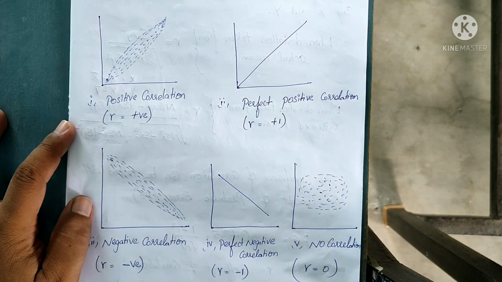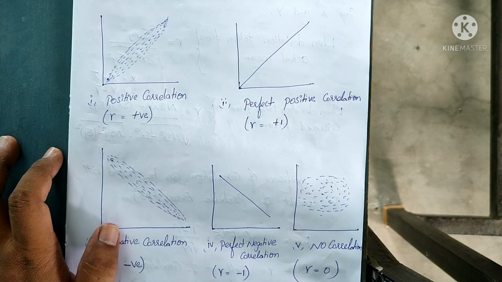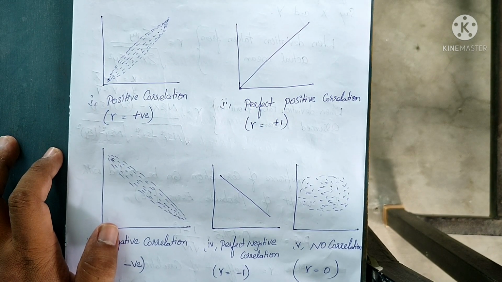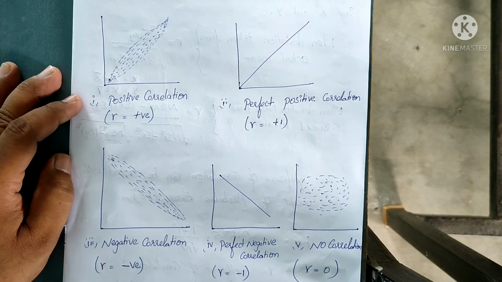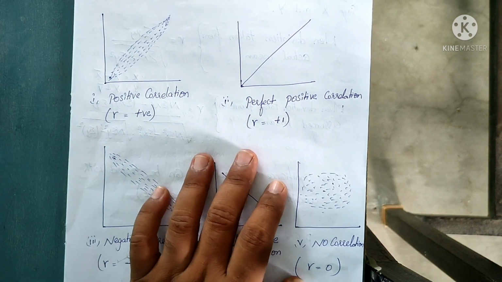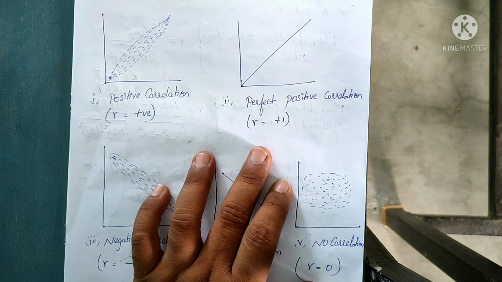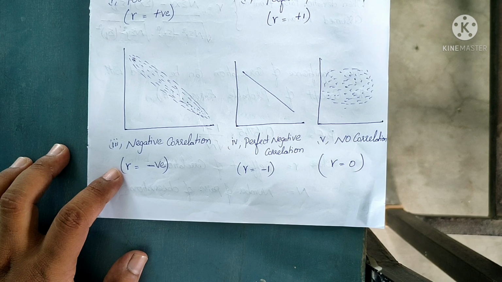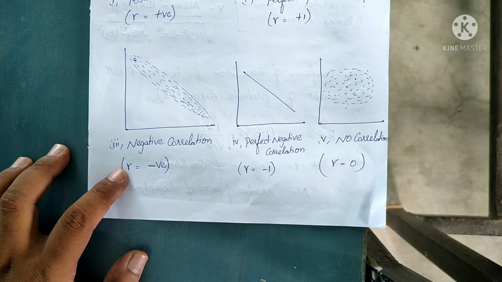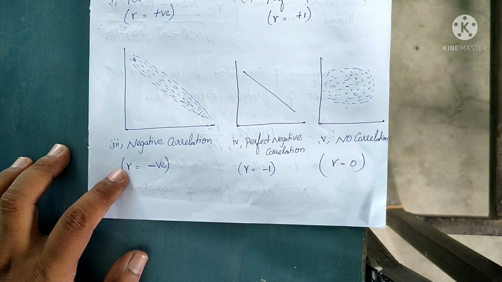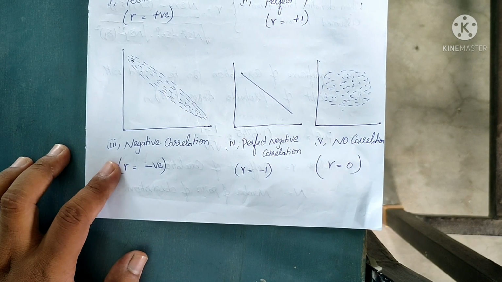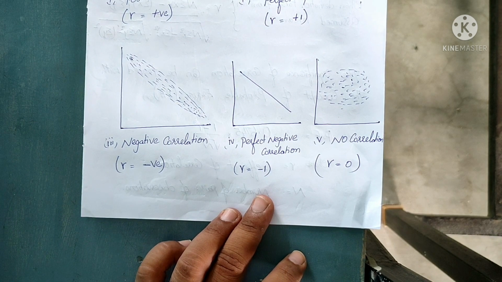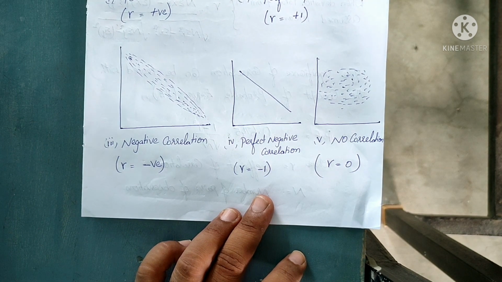So first one, positive correlation. Positive correlation means r is positive. That means all the values in between 0 to 1 are known as positive correlation. And perfect positive correlation: when r equals +1, then it is called as perfect positive correlation. And negative correlation: when r value lies between 0 to -1, then it is called as negative correlation. When r value equals -1, then it is called as perfect negative correlation.